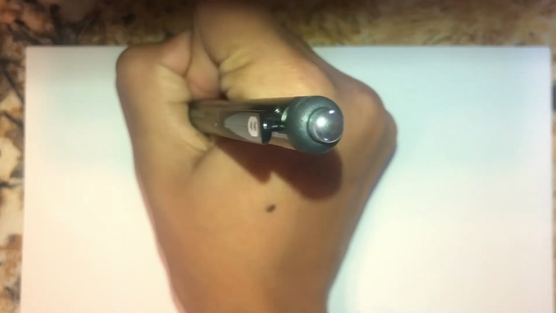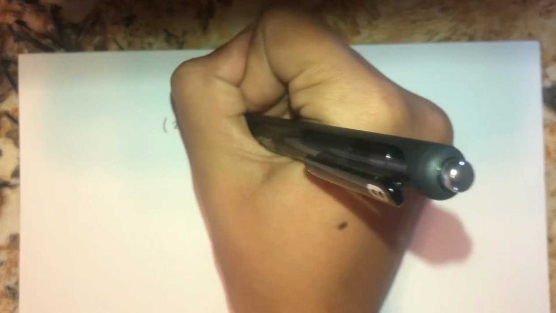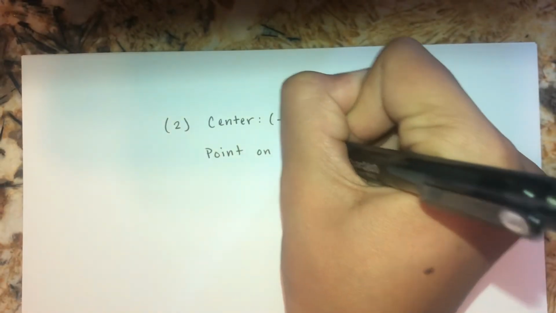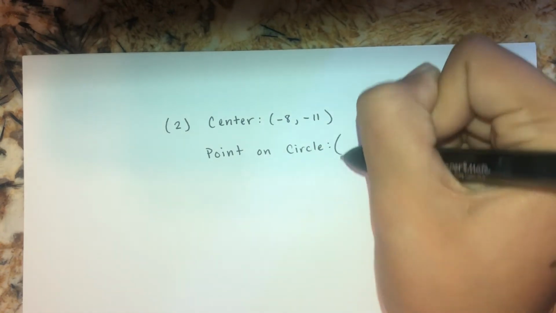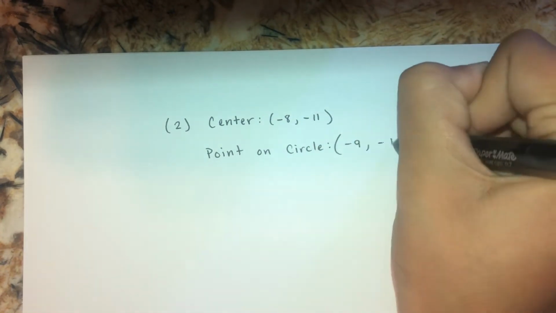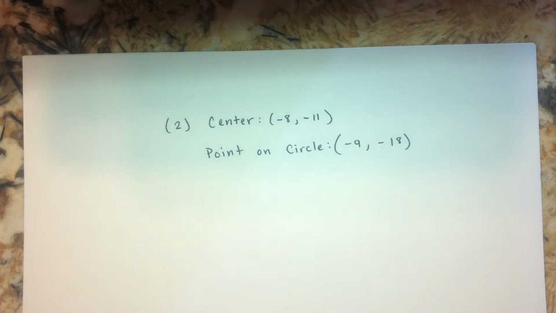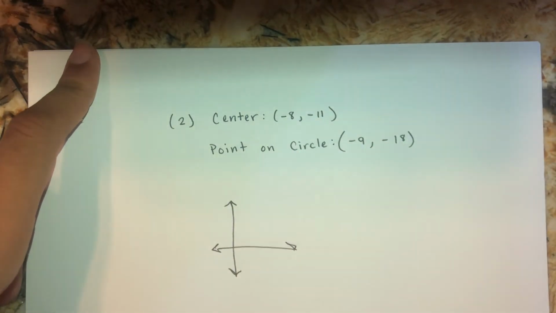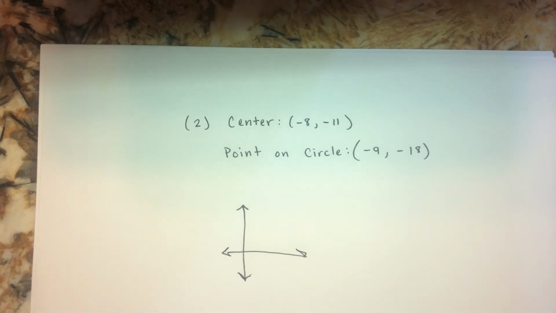All right, you're going to try this one on your own. This is still a circle. You're still writing an equation for a circle. All right, pause the video if you need to. Don't forget to draw a rough graph.